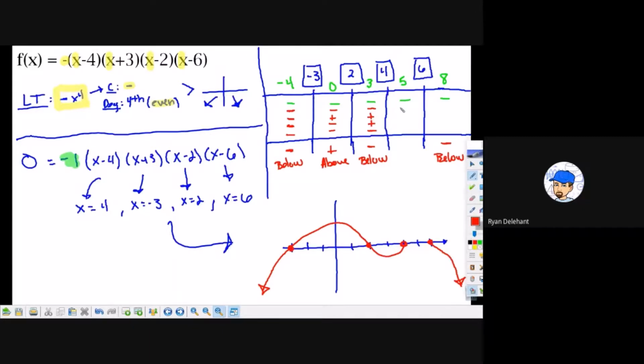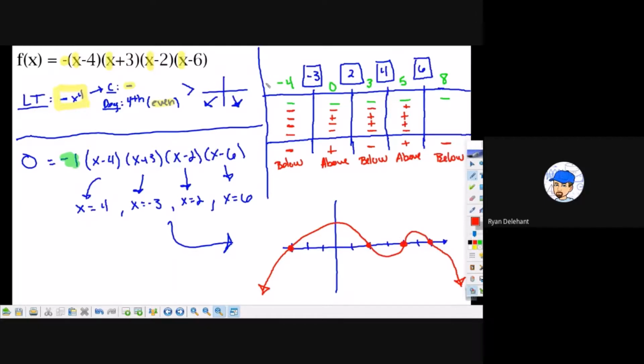5 minus 4 is a positive number now, because that's 1. 5 plus 3 is positive. 5 minus 2 is positive. 5 minus 6, that's still negative. 2 negatives, that's even, so that's positive. That means our graph is going to be above. So between 4 and 6, we're going to draw our graph above the x-axis.